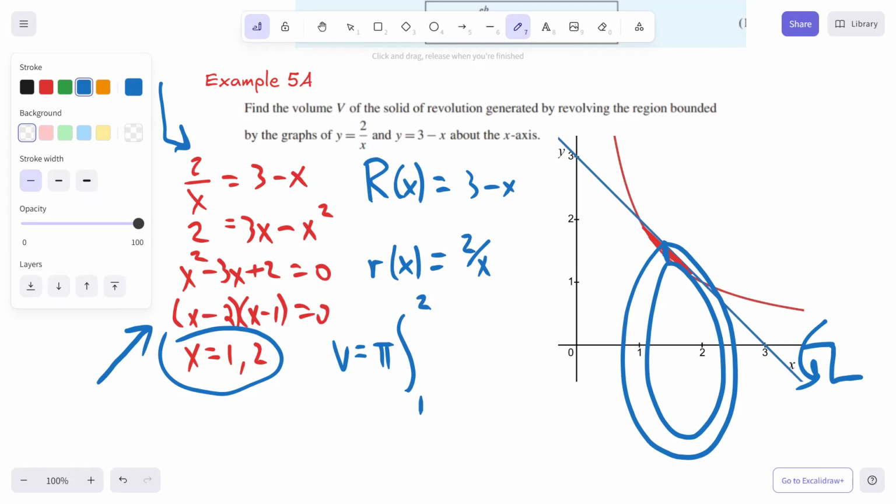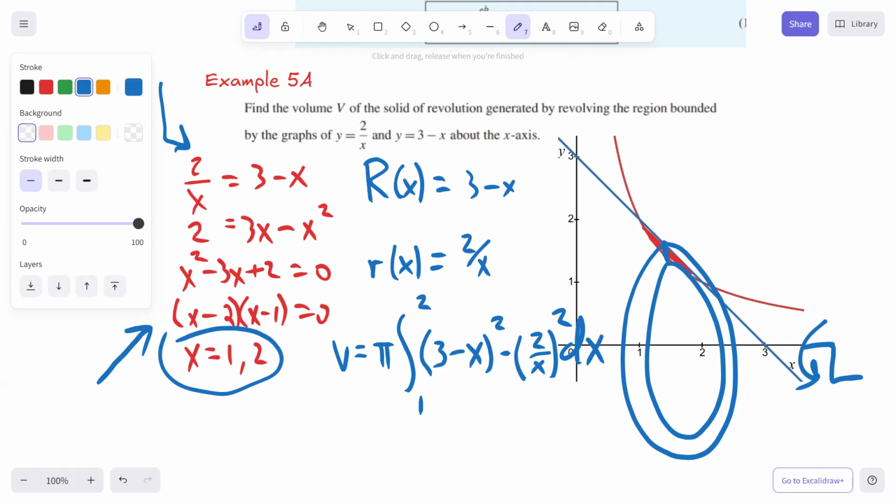So then you can set up the integral: pi times the integral from 1 to 2 of big R squared, so (3 minus x) squared, minus little r squared, (2 over x) squared, dx. Now, a lot of times on the exam, they will ask you to set up the integral that represents the volume, but not always evaluate it. You may be asked to evaluate it.